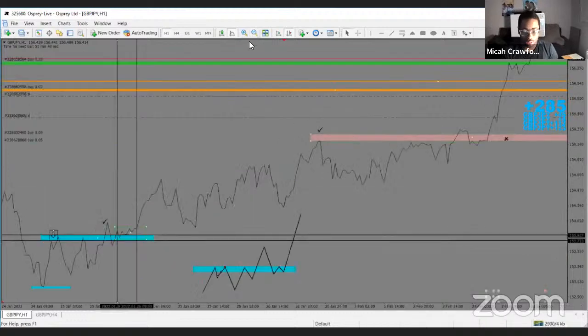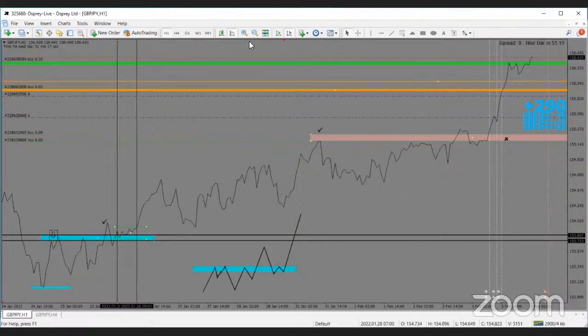Now, again, you can do this on any pair that you trade. I can do the same thing on indices. I can do the same thing on metals. I can do the same thing on exotics. I don't trade those because I found a pair that fit my personality. GBP JPY is a great pair. It not only pays good, but it also follows structure. That's the reason why I trade it.